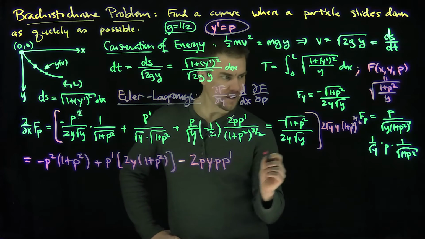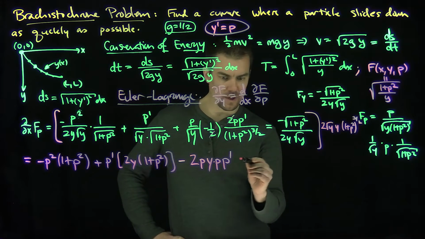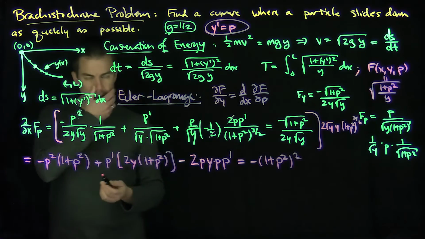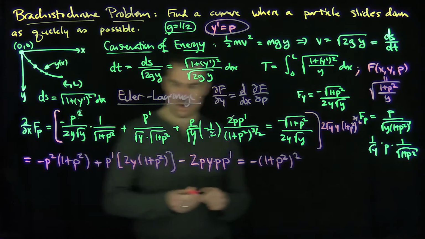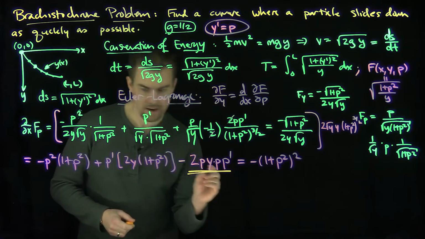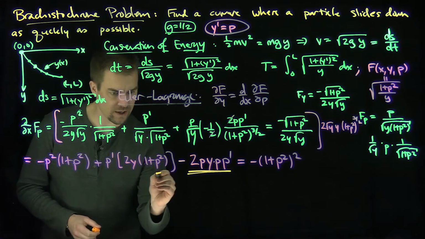And then what will happen on the right-hand side of the equation? Well, all the y's will cancel. I'm just going to have a negative what? Negative (1 plus p squared) quantity squared. Okay? Now let's do a little bit of bookkeeping over here. There's a lot of ugly terms, but it's key to note that let's look at this term over here, and then this term over here, right?